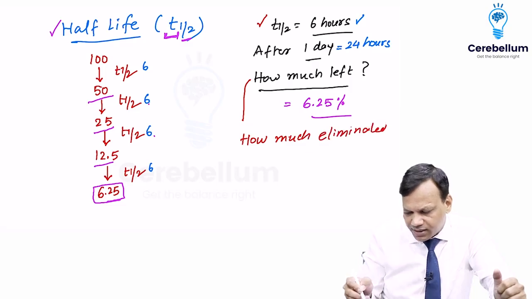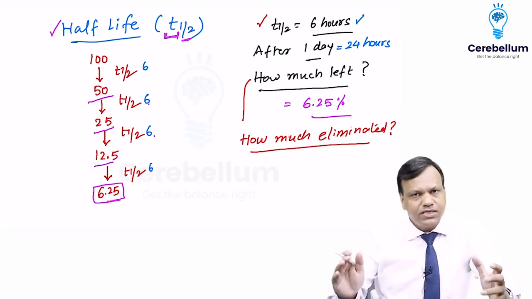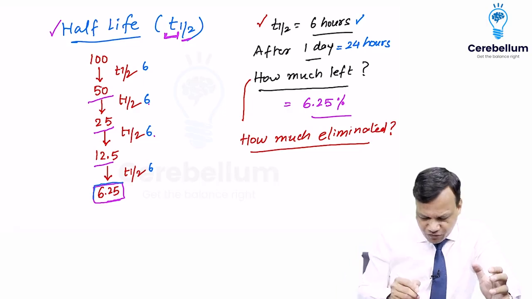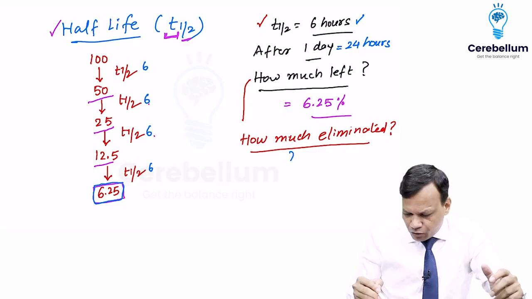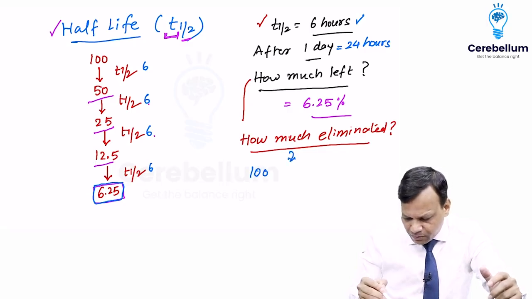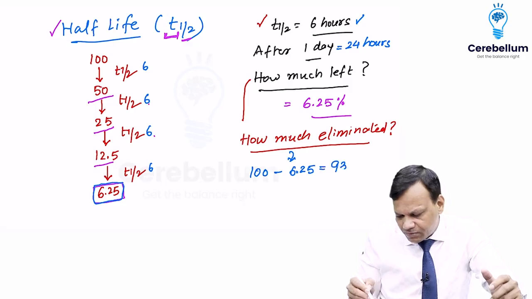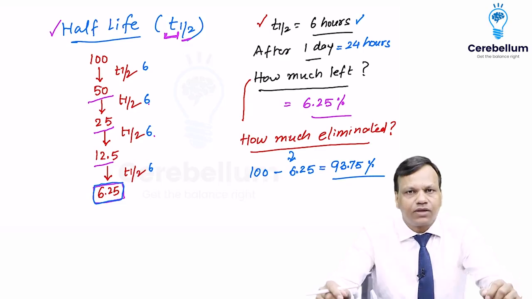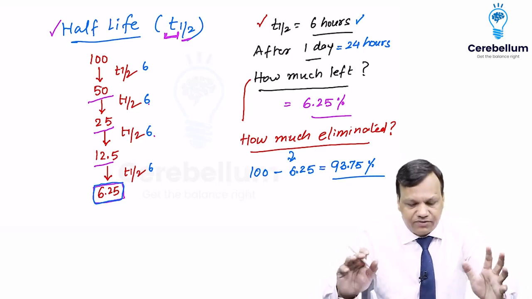Remember, now it is not asking how much is left. Now they are asking how much has been eliminated from the body. So it's very easy. We discussed that 6.25% is left. That means the rest is eliminated. So when we want to calculate eliminated, the answer will be 100 minus the left. So in this case, the answer will be 93.75%. Is it clear? So that is a simple question on the half-life.